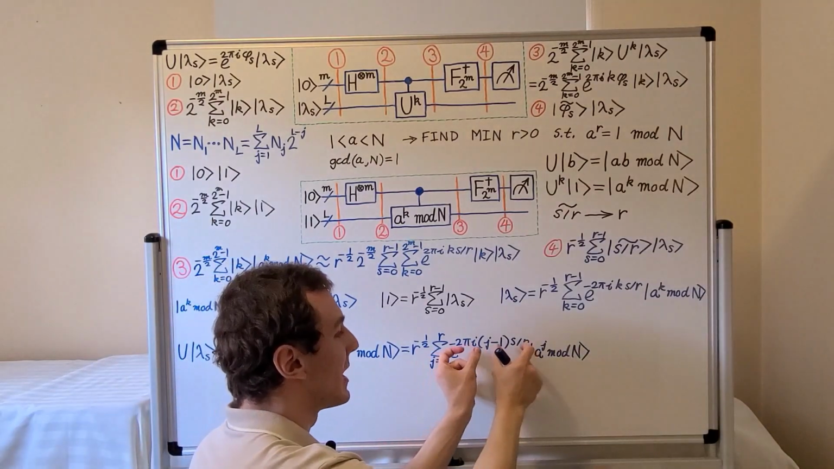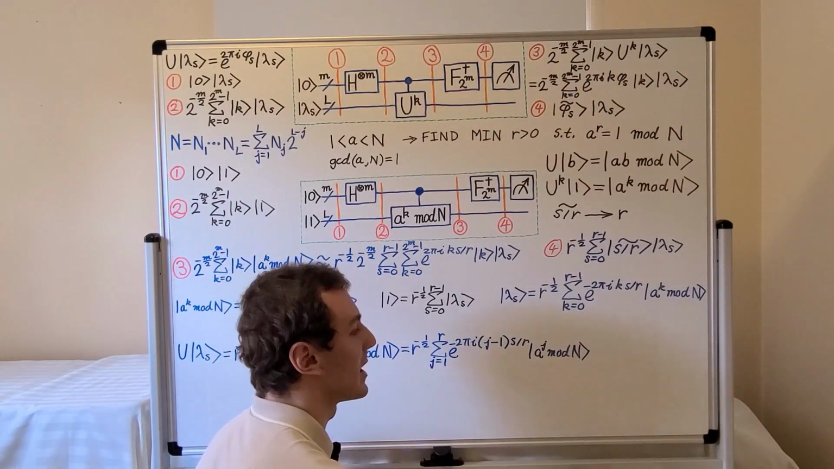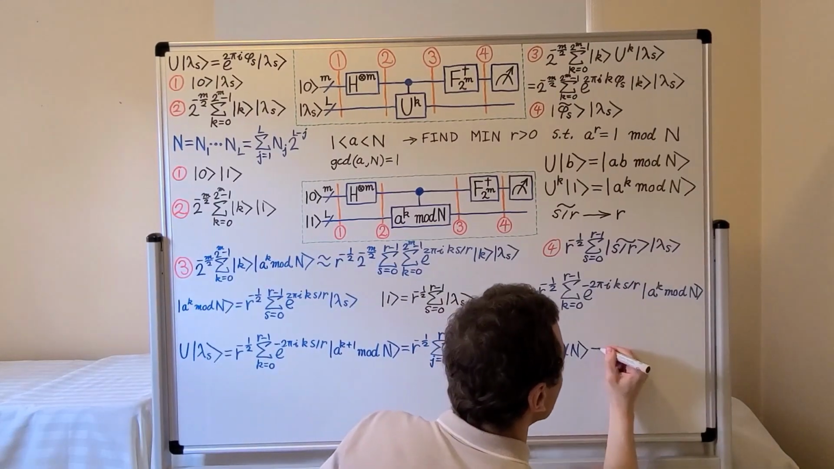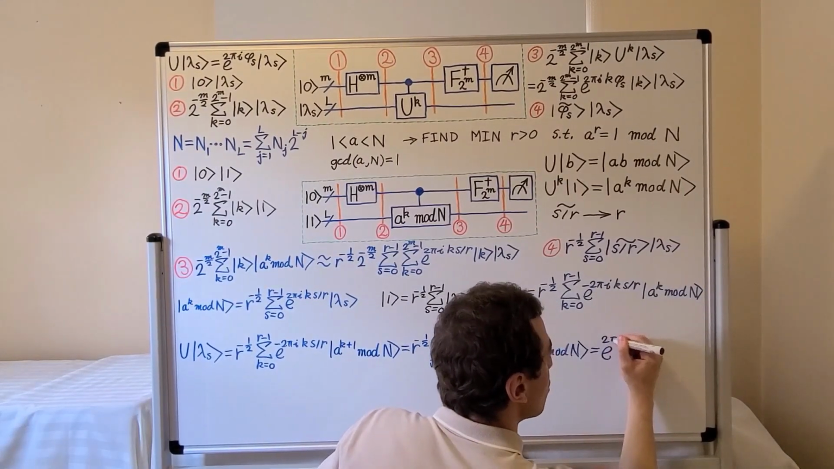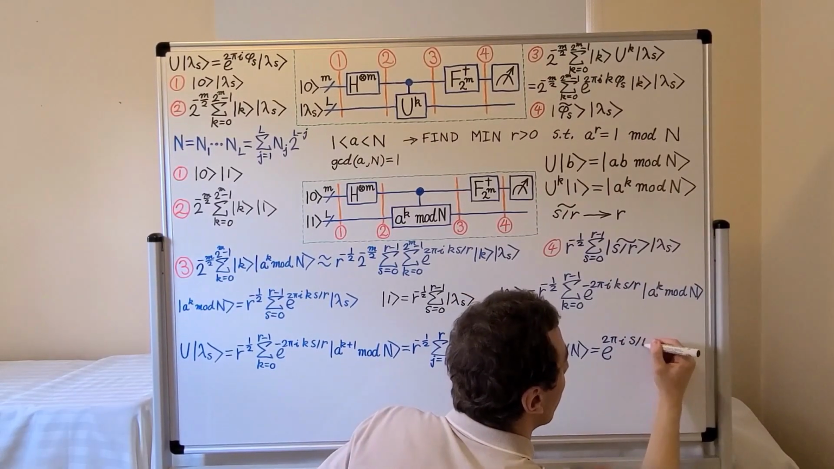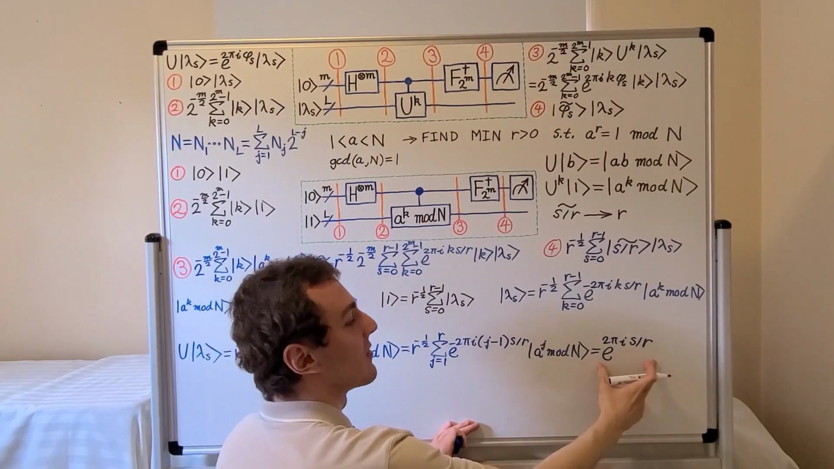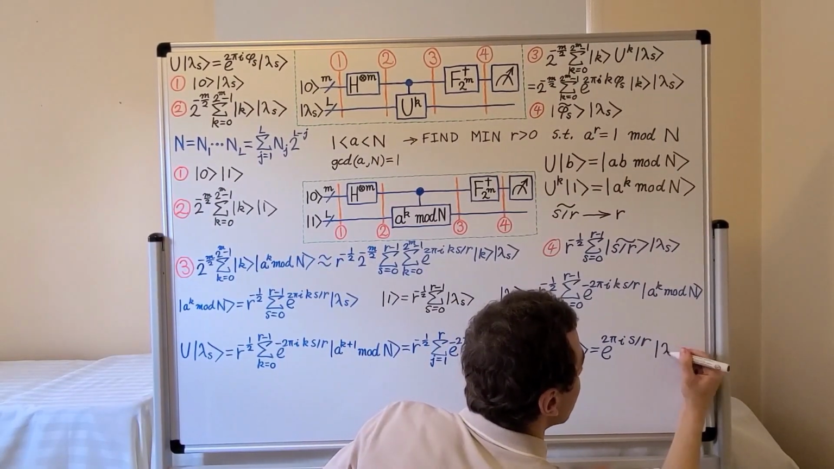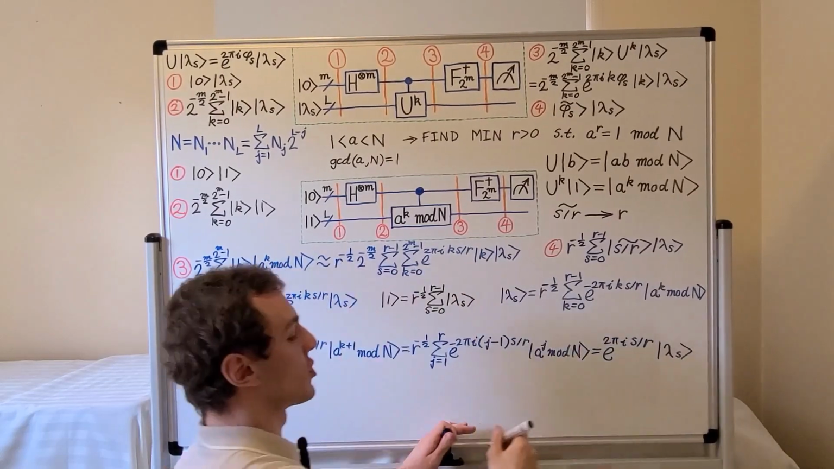Observe that we can use exponential laws to break this up into two exponential factors. This minus 1 and this minus sign are going to cancel, and we're going to have e to the 2 pi i times s on r. This is our eigenvalue. And the remaining terms are going to give us lambda sub s. Let's see why this is true.